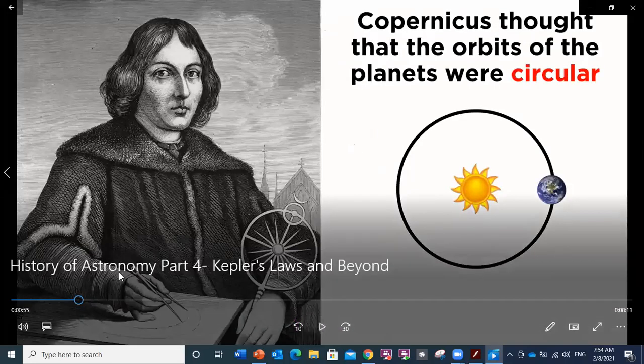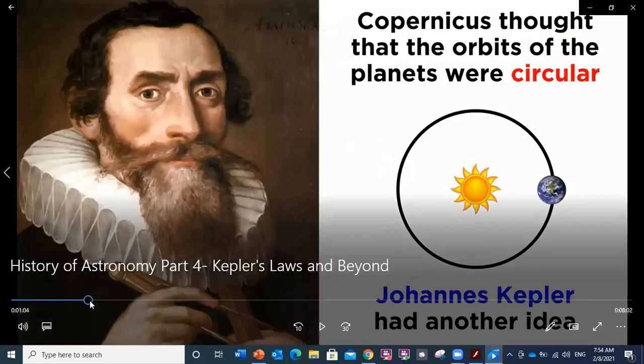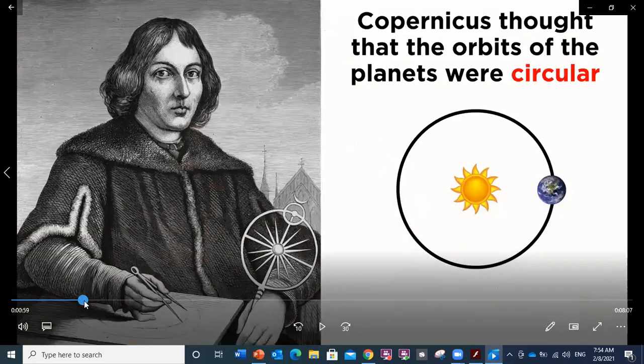Okay, so he started here with the history of astronomy and what each scientist did. Let's get to Kepler.